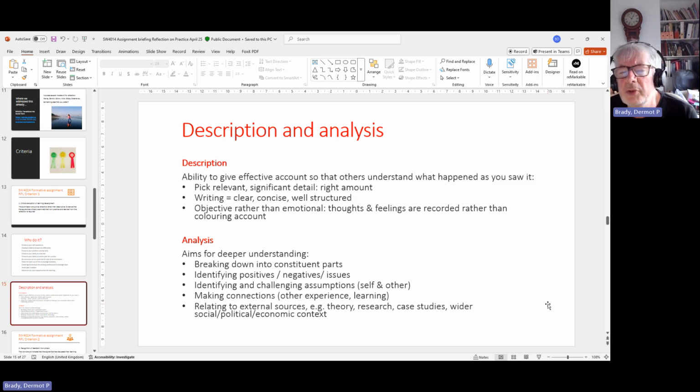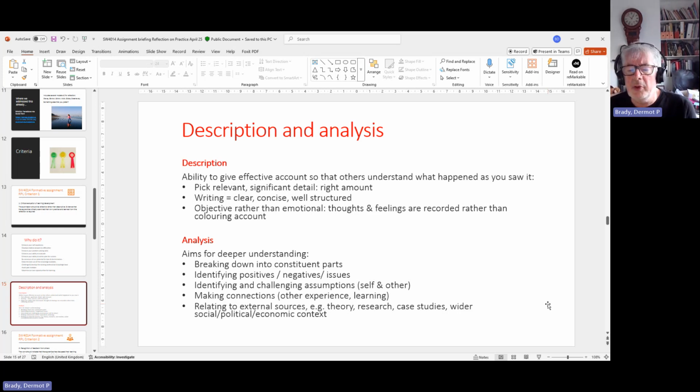Sometimes that means we have to reread, rewrite, and edit so we get to a clear, concise, and well-structured description. And it should actually be objective rather than emotional. So it says here, thoughts and feelings are recorded rather than coloring the account. Really what that means is it's fine to talk about your feelings. Those are very important, right?